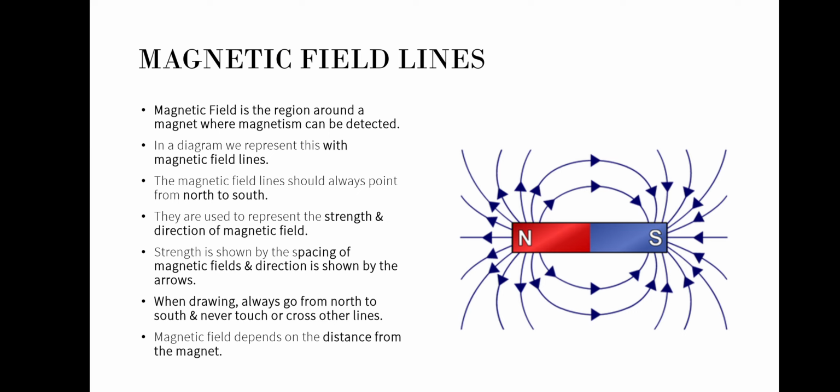Next up, when drawing, make sure to look at these points. Make sure to keep the spacing the same, to keep the direction right from north to south, and remember to always go from north to south and never touch or cross other lines. And the magnetic field depends on the distance from the magnet.